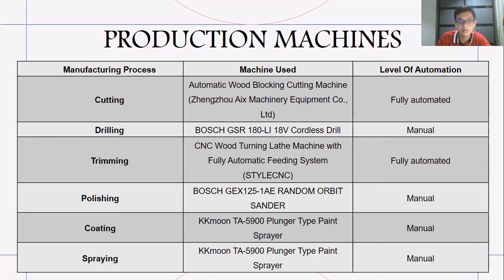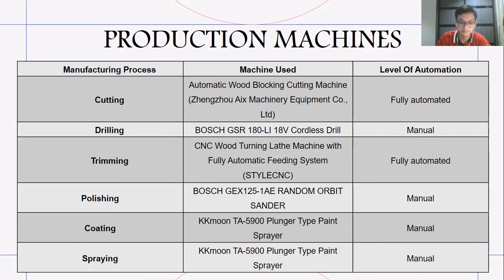For the third process, which is trimming, it uses the CNC wood turning lathe machine with fully automatic feeding system, STYLE CNC. It is a fully automated process as we want our finished product to be in the right and precise dimension. The gasing is shaped using the CNC machine setup that has been keyed in by the worker prior to the trimming process starting.